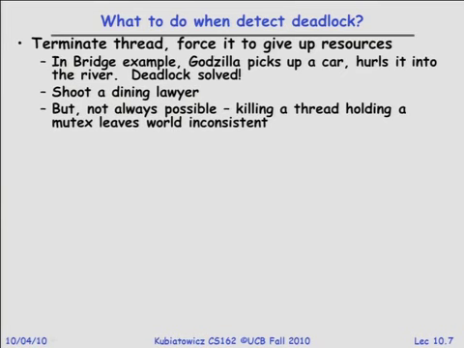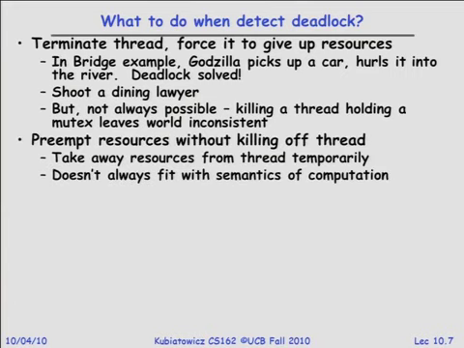If you were to kill a thread, you might actually leave your system in an unstable state, because who knows what it's got? It may have grabbed resources that are effectively locks but outside the system, and then you have a problem. The other thing you could do is preempt the resources without killing off the thread. Remember, if we get rid of preemption, we don't have a deadlock. The problem with that is that the semantics of your computation may suffer.